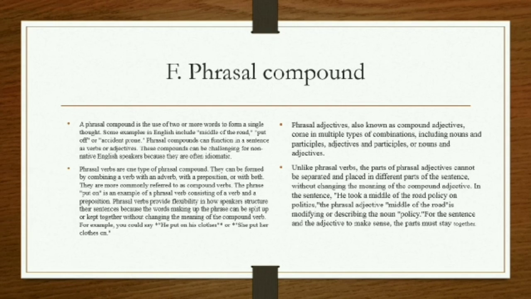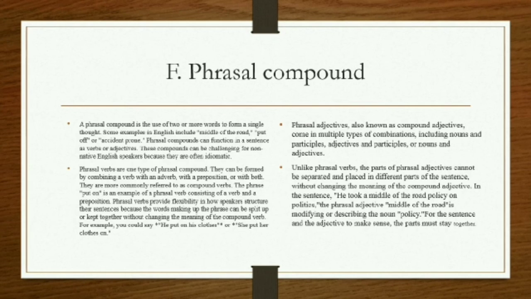Phrasal verbs are one type of phrasal compound. They can be formed by combining a verb with an adverb, with a preposition, or with both. They are more commonly referred to as compound verbs. The phrase put on is an example of a phrasal verb consisting of a verb and a preposition. Phrasal verbs provide flexibility in how speakers structure their sentences because the words making up the phrase can be split up or kept together without changing the meaning of the compound verb. For example, you could say, he put on his clothes or she put her clothes on.